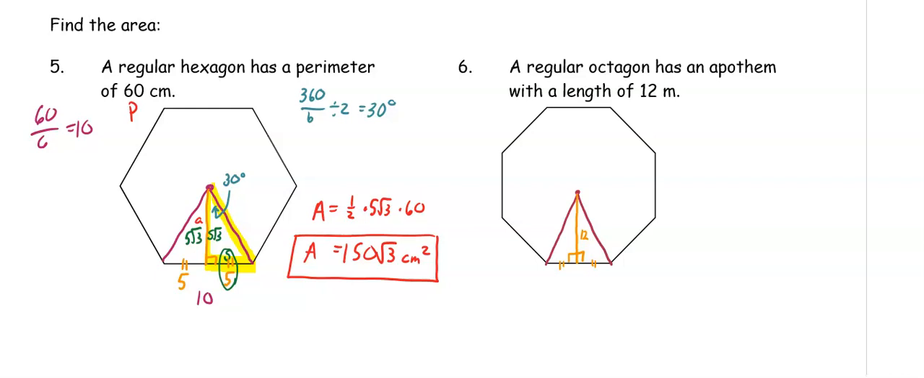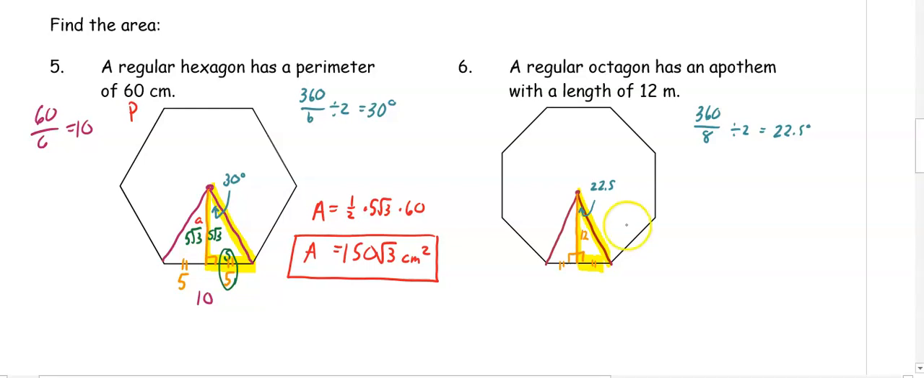To get our angle measure this time, we have 360 divided by 8 divided by 2, which gets us 22.5 degrees. So this time we're not going to use special right triangles. Instead, when we focus on this triangle, we're going to use trigonometry to find that missing side. So if 22.5 is our angle, we have the opposite and the adjacent side.